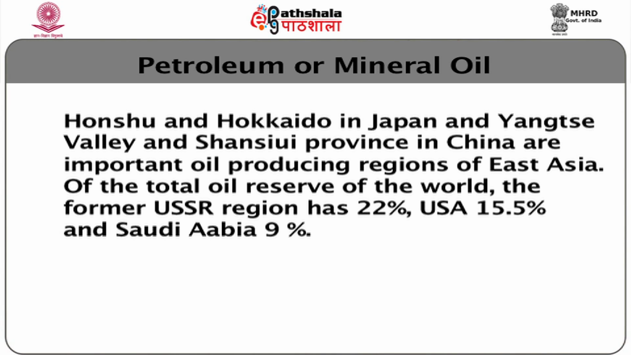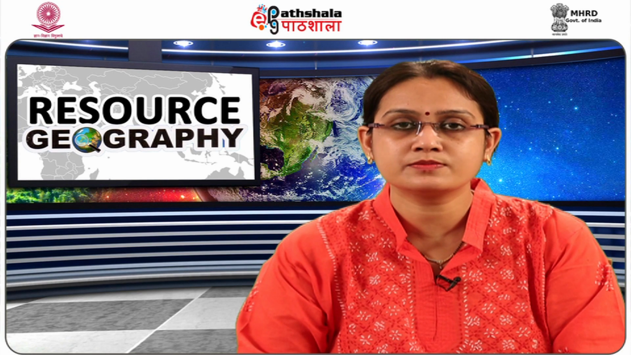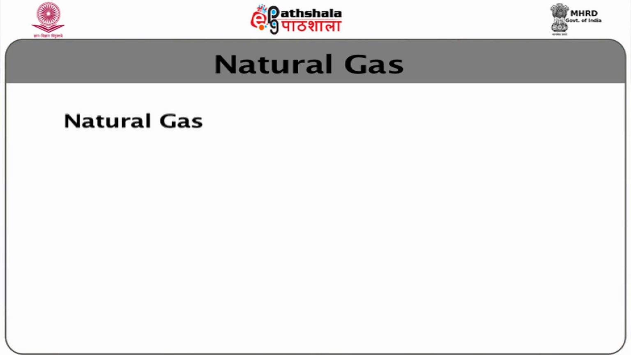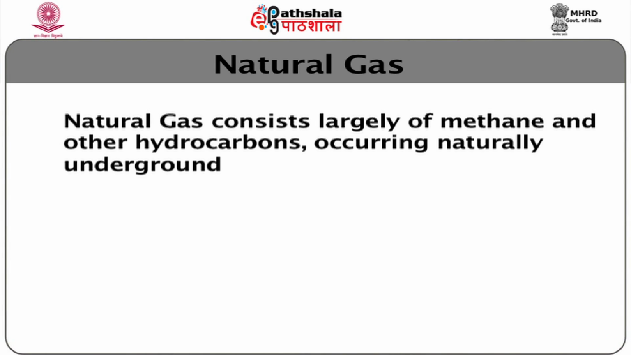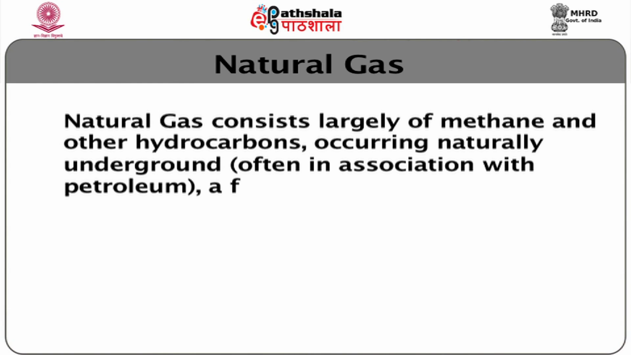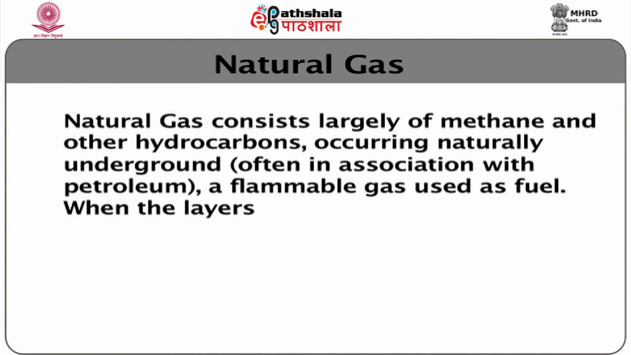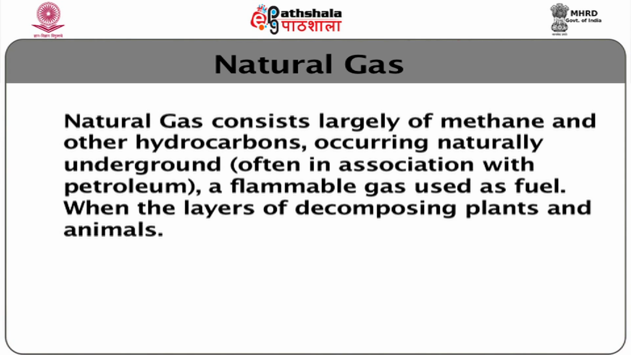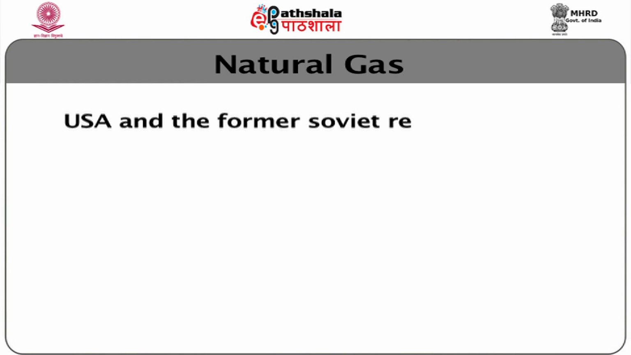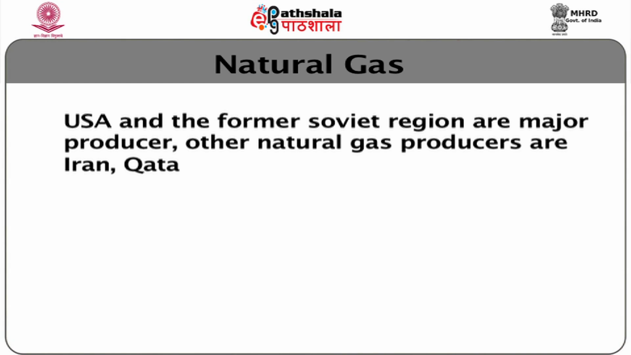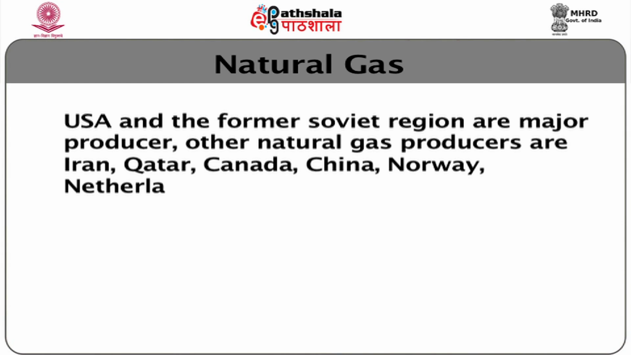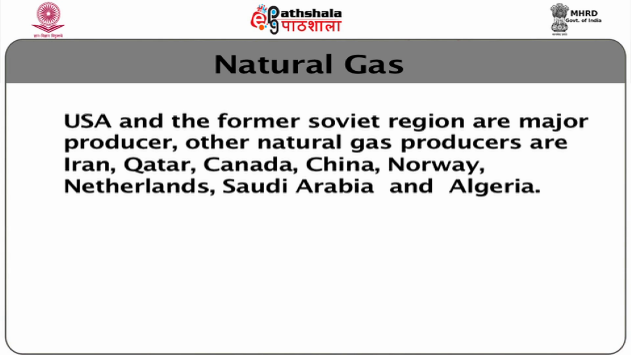Now let us move on to natural gas, which consists largely of methane and other hydrocarbons occurring naturally underground. It is a flammable gas used as fuel, formed when the decomposition of layers of plants and animals takes place. USA and the former Soviet region are the major producers of this, and other natural gas producers are Iran, Qatar, Canada, China, Norway, Netherlands, Saudi Arabia and Algeria.